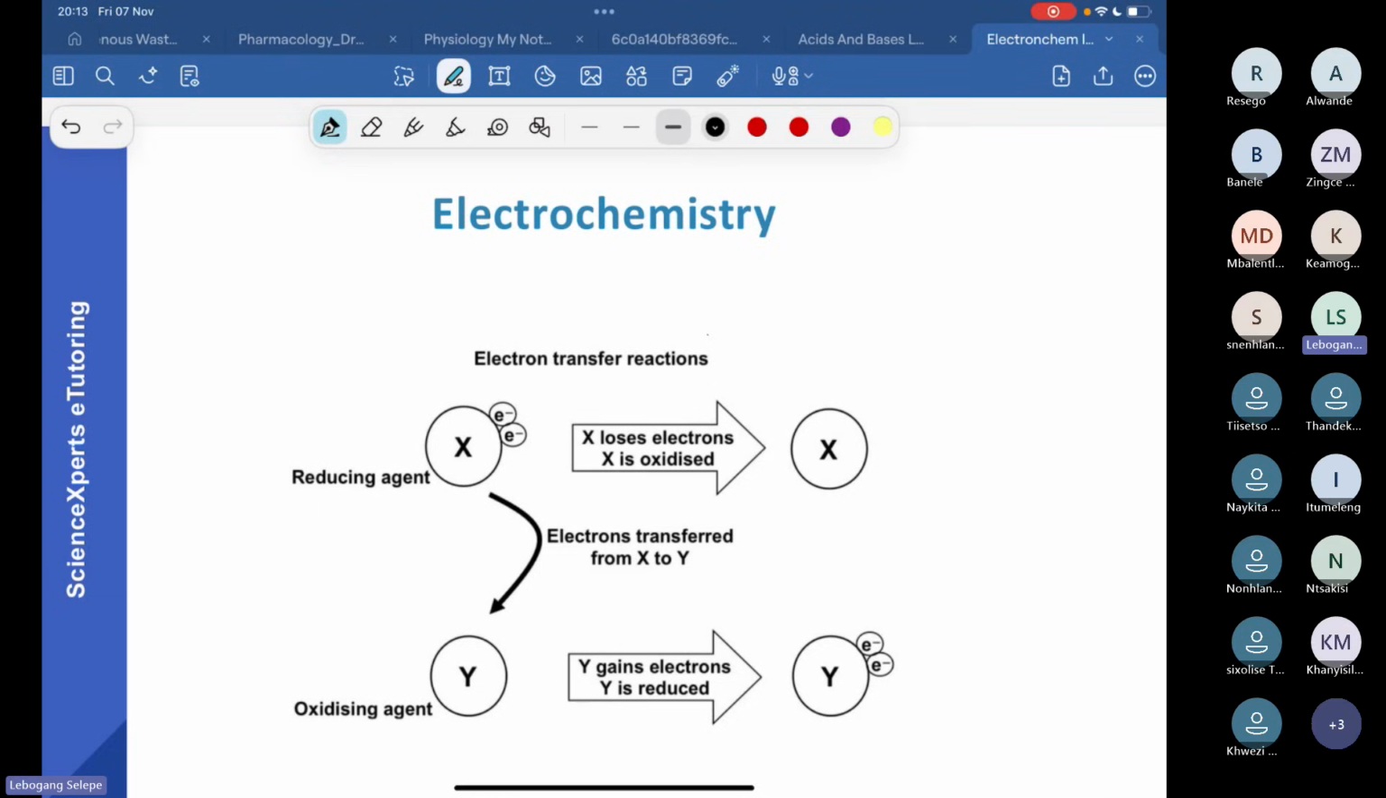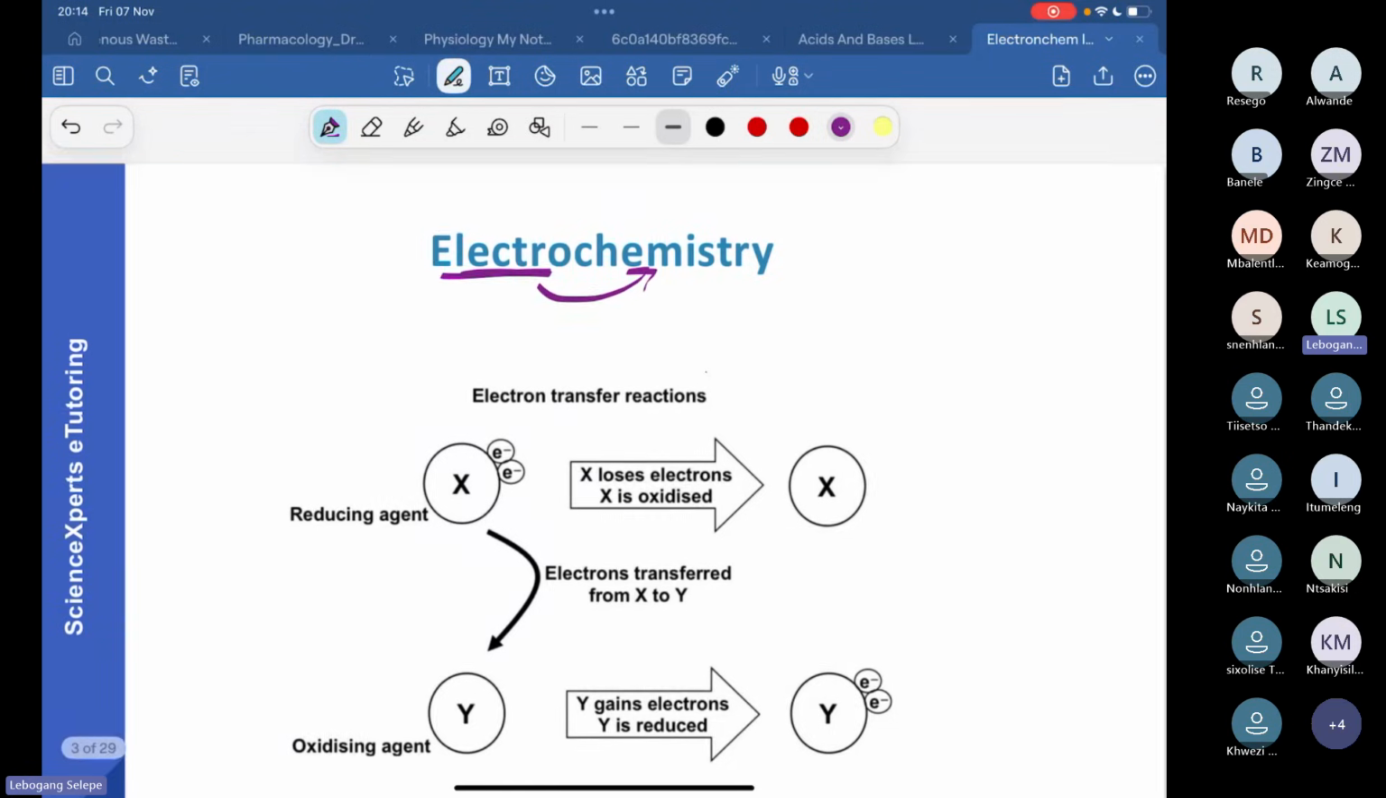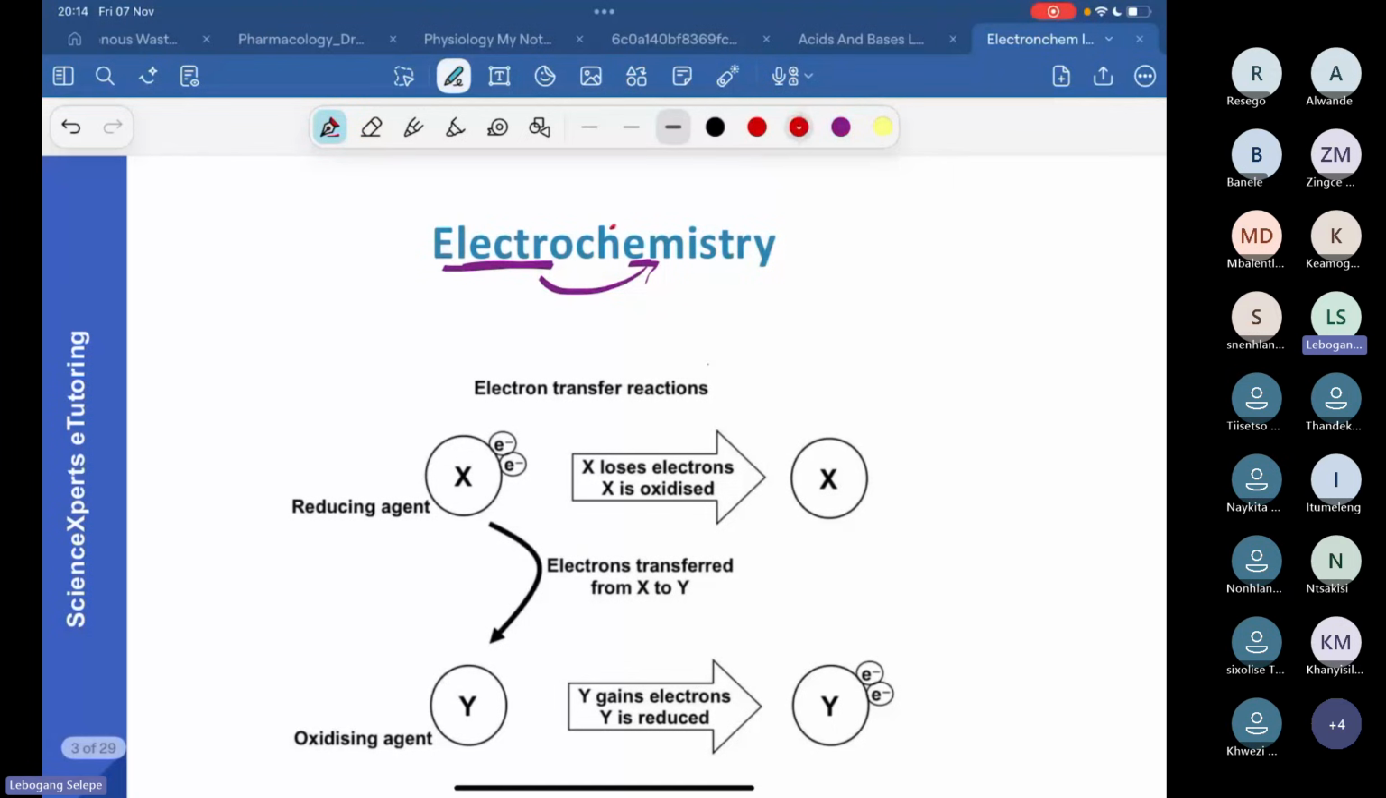We were using light as an input to produce electricity. So you can already guess that in electrochemistry, we are using chemical reactions to produce electricity and vice versa, right? We can use electricity to induce a chemical reaction. So hence the name electrochemistry. We can use electrical energy to produce a chemical reaction, or we can use a chemical reaction to produce electricity.